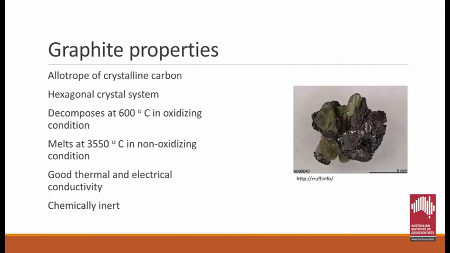So graphite is an allotrope of crystalline carbon. On atomic level, it consists of flat sheets that are not really bonded chemically to each other, just electrostatic attraction. It has hexagonal crystal structure. Graphite decomposes at 600 degrees in oxidizing conditions. The melting temperature is quite high, above 3000 degrees. In non-oxidizing conditions, graphite is a thermal and electrical conductor, and it's chemically inert.